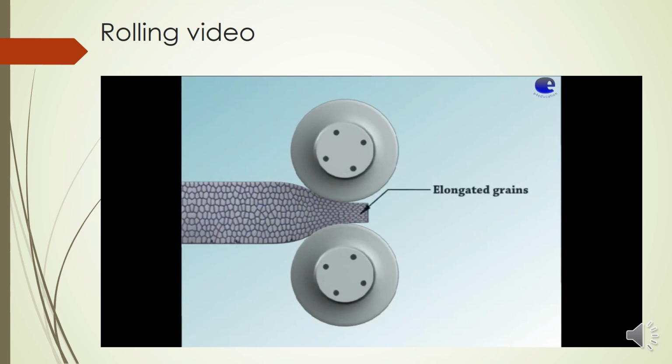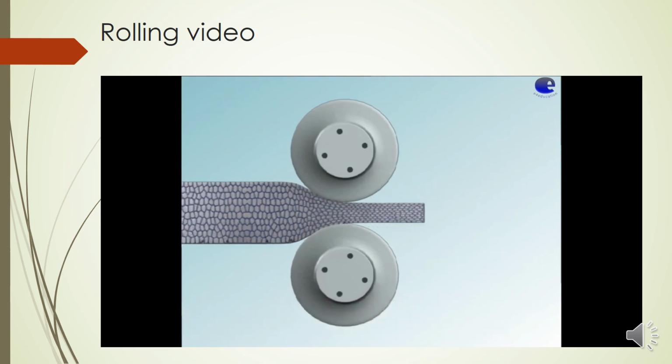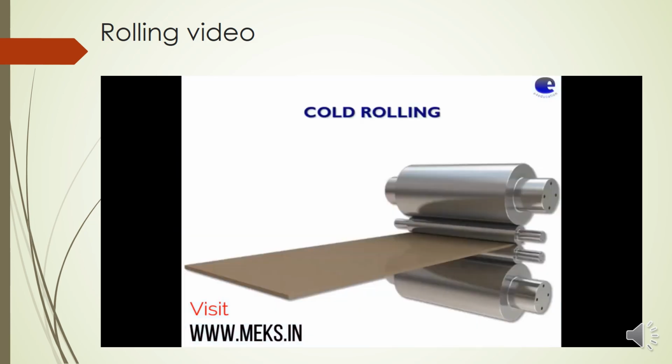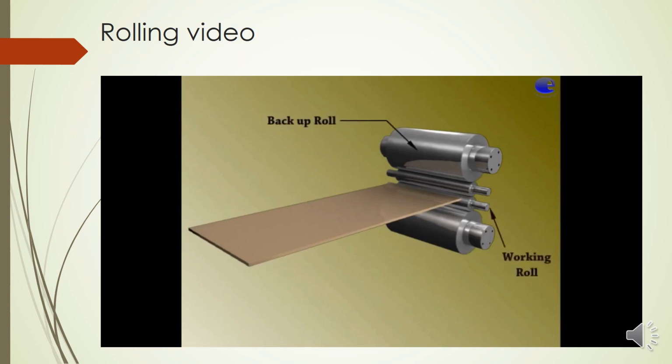This is an animation showing how the grains behave. Instead of being solid, the metal has a grain structure. That grain is more arranged by rolling. Recrystallization takes place. So we get a more arranged grain structure by this rolling, and this is another example of cold rolling.